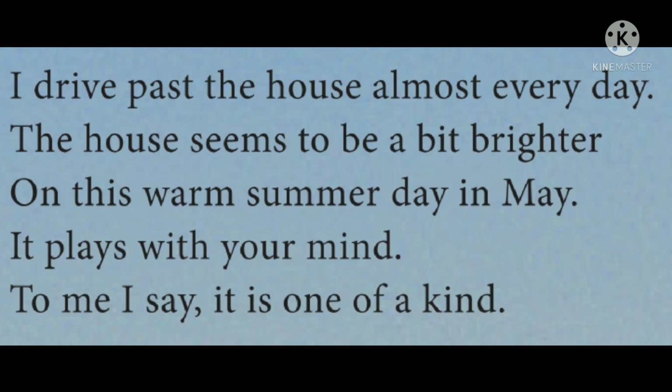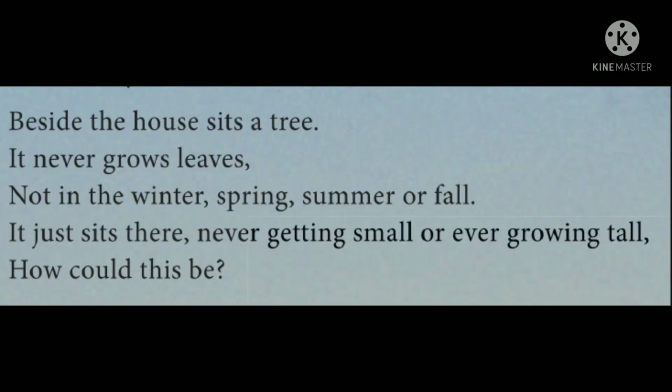Next we'll go for the alliterated words. So if you take the second line, the house seems to be a bit brighter. So here alliterated words are bit, brighter. So you have to underline the letter B. Bit, B. Brighter, B. So we'll go for the next stanza. Now we'll see the fourth stanza.